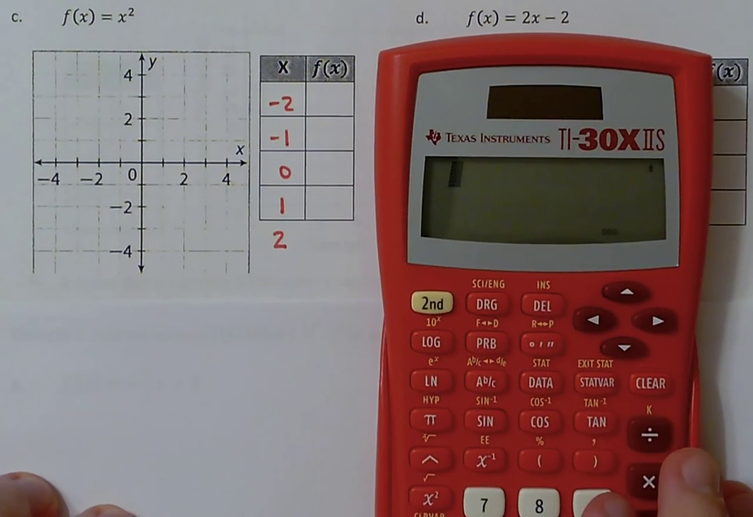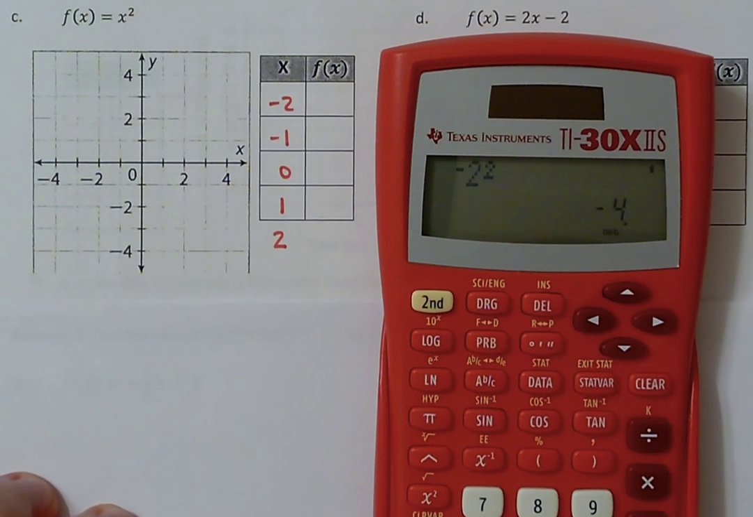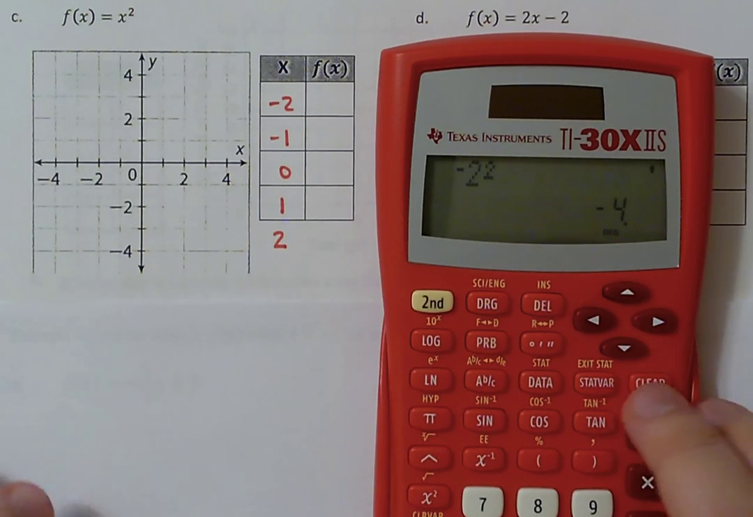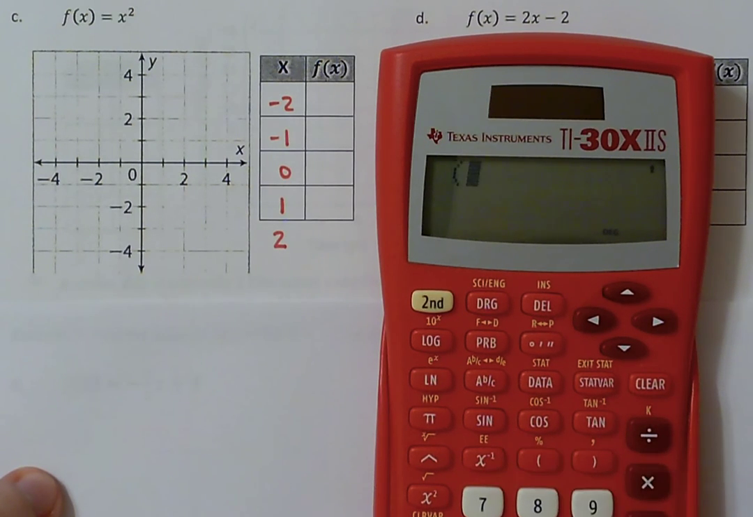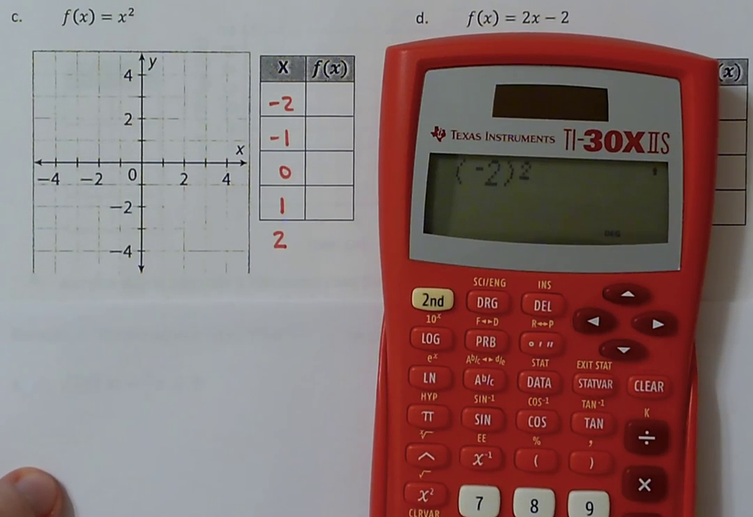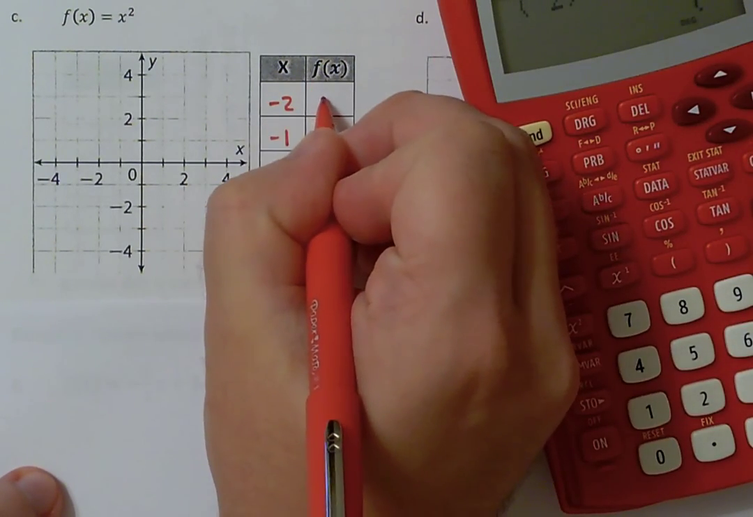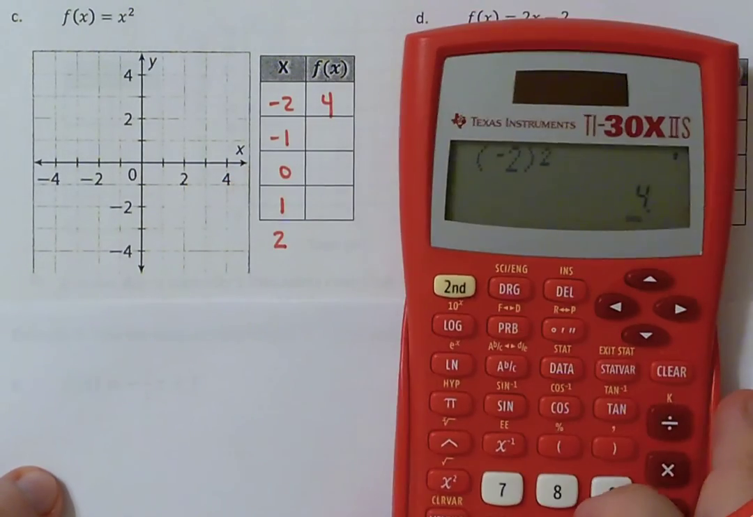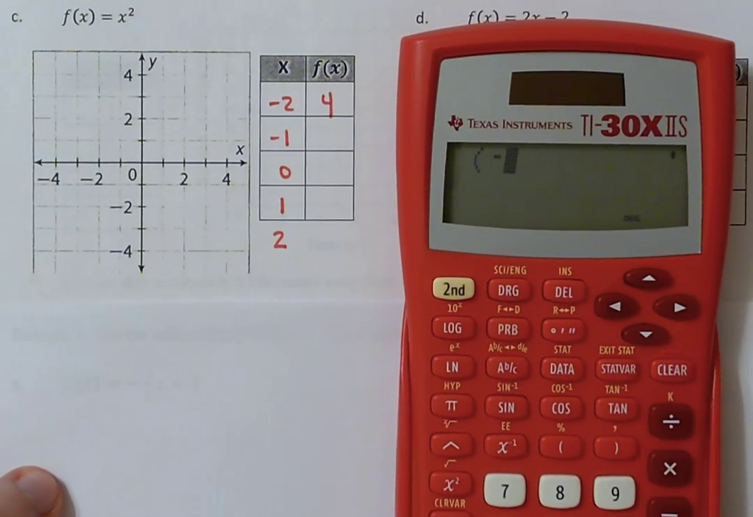okay, you have to be really careful. So if I just did -2 to the power of 2, okay, I get -4. -4 is not correct. Anytime you're dealing with putting something to the power of 2, you need to put it in parentheses before you put it to the power of 2. So we're going to have parentheses -2 to the power of 2, and we get 4, which is our correct answer. So when x is -2, f of x is 4. When x is -1 to the power of 2, it's 1.